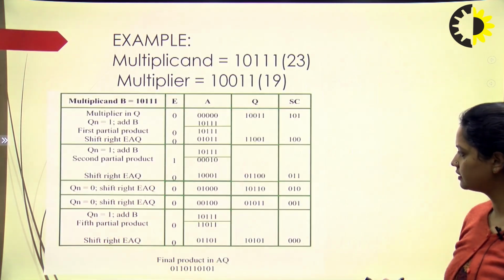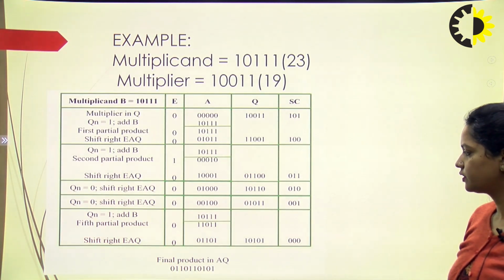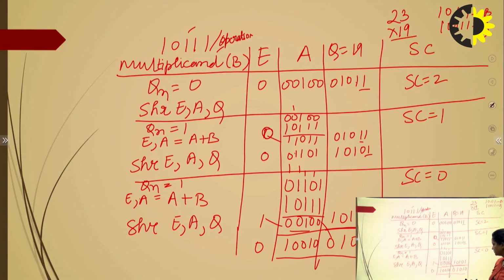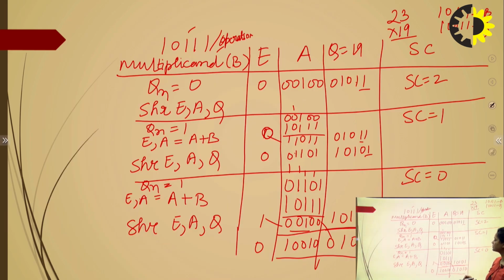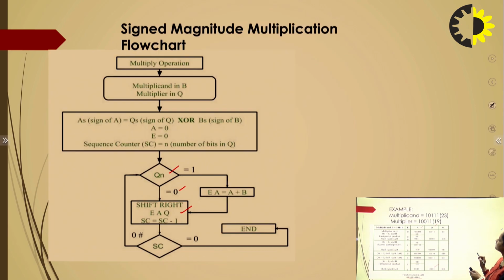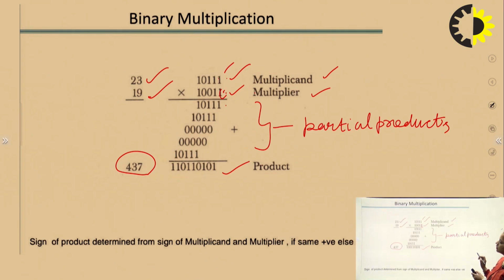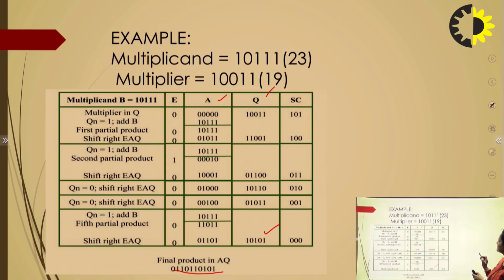So let us check whether we have met our result or not. 0, 1, 1, 0, 1, 0, 1, 1, 0, 1, and then we have this 1, 0, 1, 0, 1 to be the end result. 0, 1, 1, 0, 1 and 1, 1. So at the end, whatever value comes in your A and Q will be your final result. That is the binary equivalent of the number which is obtained after the multiplication of this, that is 437.